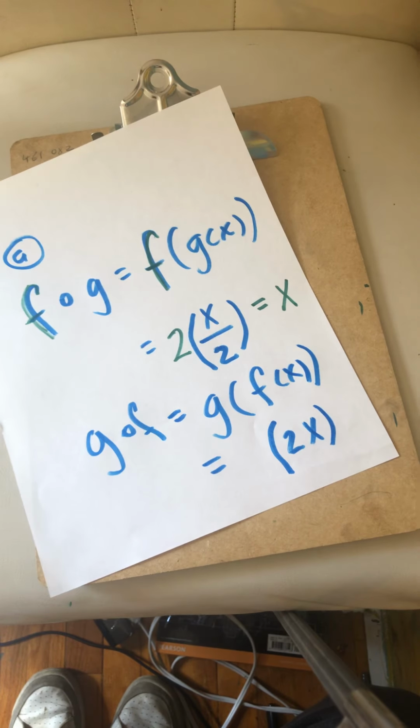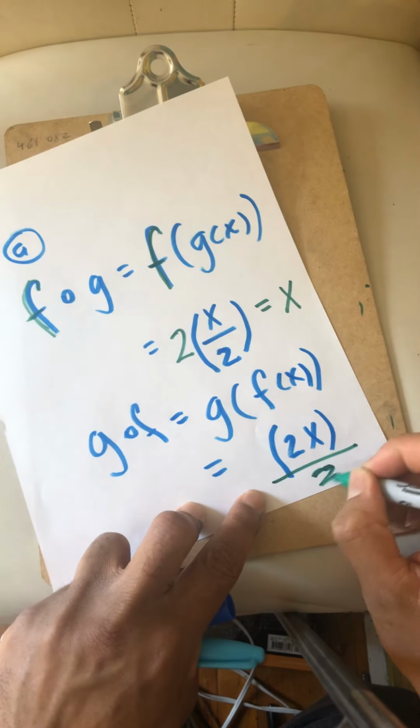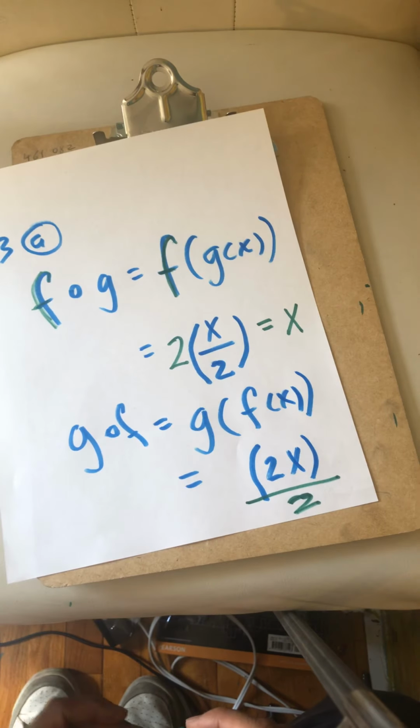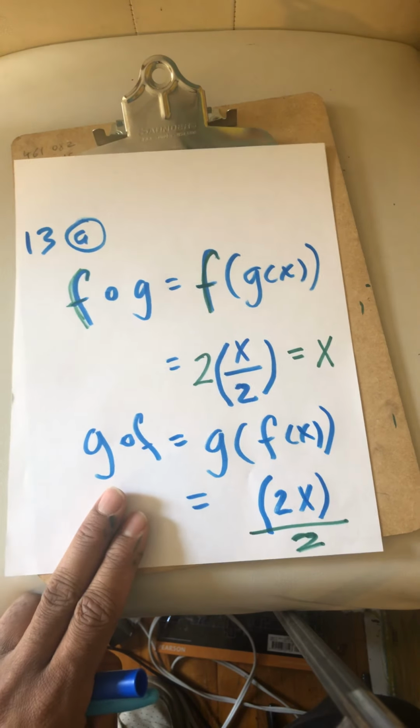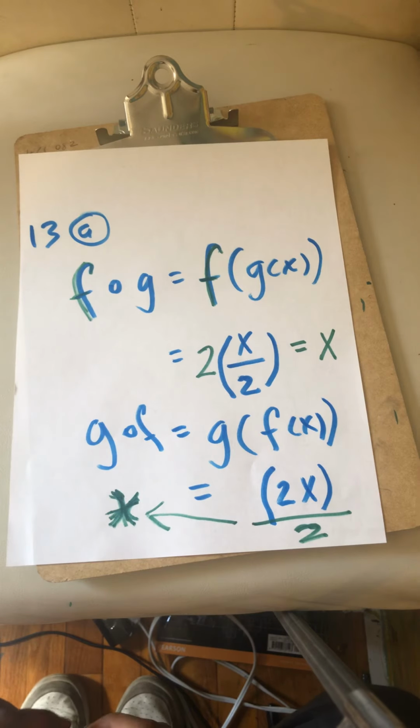What does g do as a function? Well, g takes its input and divides it by 2. So what's 2x divided by 2? 2x divided by 2 is just x. For lack of space, this is x. Alright? So the answer is x. In both cases, you got x for your answer. Right? That crazy looking thing is an x.